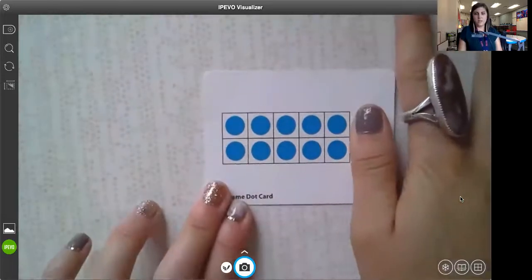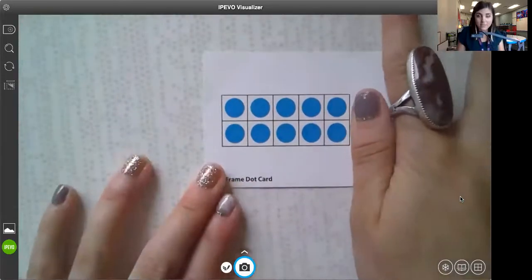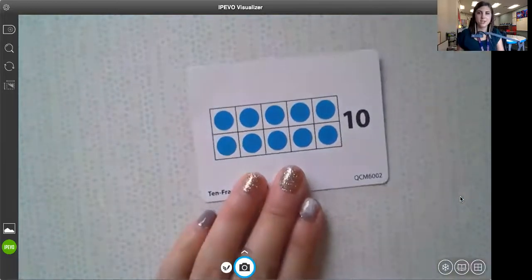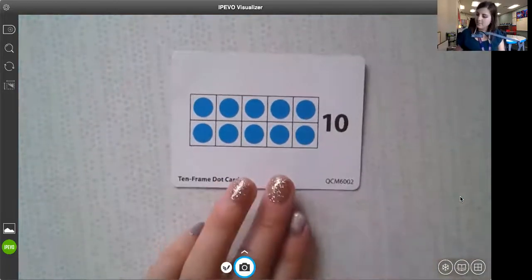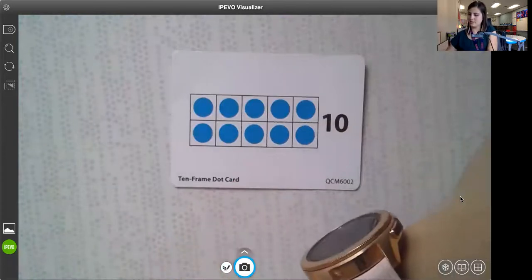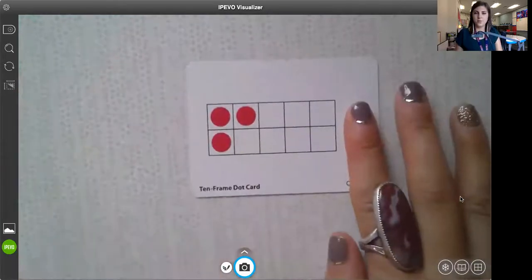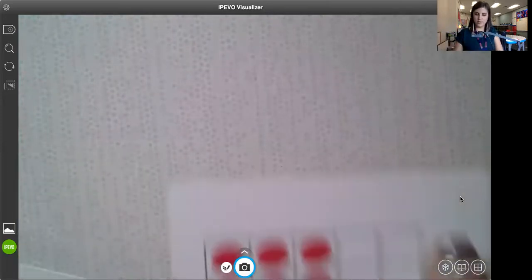About this one. How many? 10. They're all filled up, and it's a 10 frame, right? It's not a 20 frame. It's not a 15 frame. It is a 10 frame. So if they're all filled up, that's going to be 10. About this one. 3. Good job. Keep going, friends.